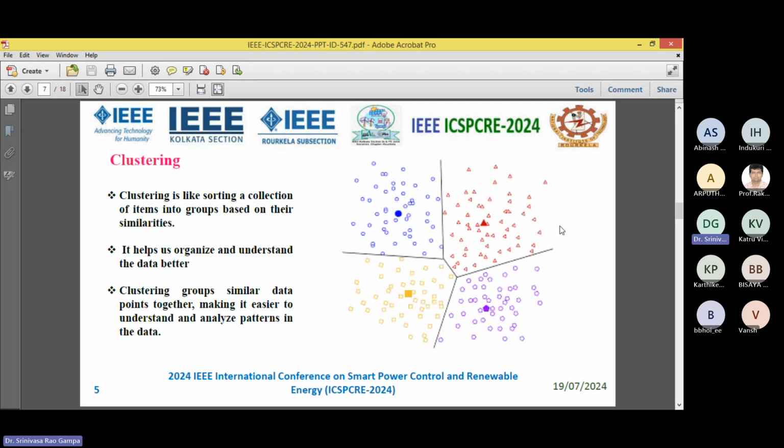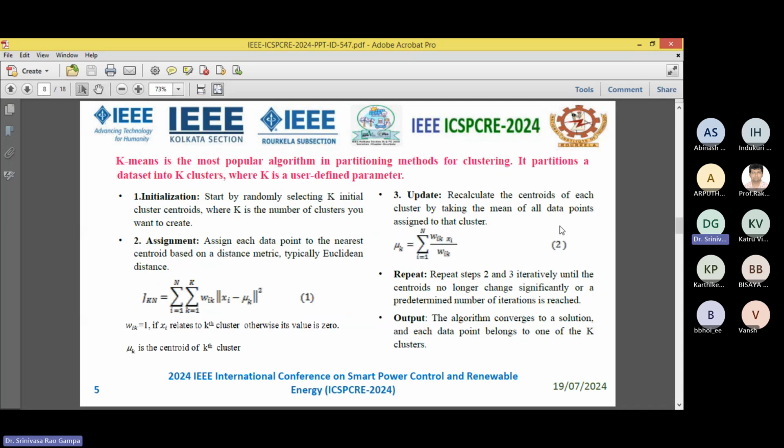So actually, clustering is like sorting a collection of items into groups based on their similarities. From the raw data, we will group the different data with similarities, choosing some performance metrics. It's a kind of unsupervised learning. So here we used a K-means clustering algorithm. Here is a brief introduction to the K-means algorithm.